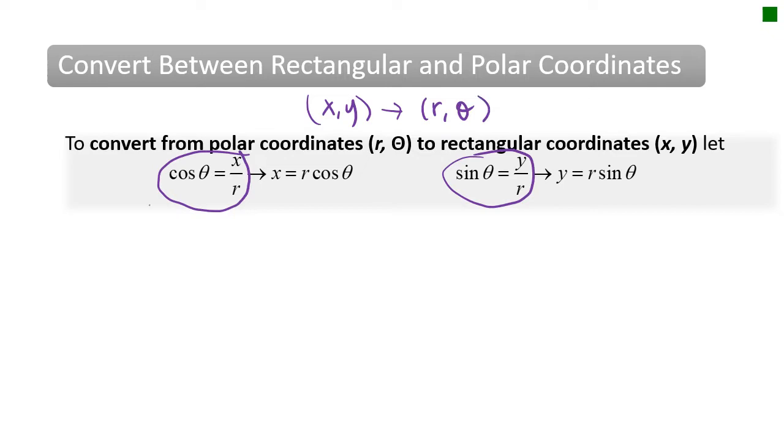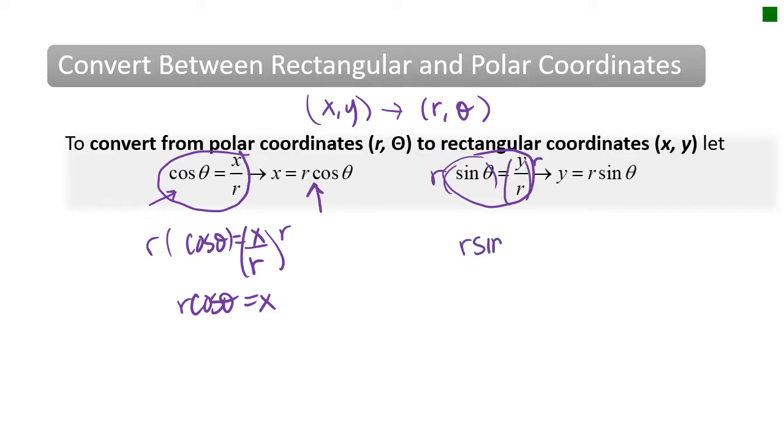Well, if I took this cosine and solved it for x, so cosine theta equals x over r, multiplied both sides by r, I end up getting r cosine theta equals x. So you can replace the x with r cosine theta. Same thing here, multiply both sides by r. You get that r sine theta is the same thing as the rectangular coordinate y. So this relationship will come in really handy in the future.